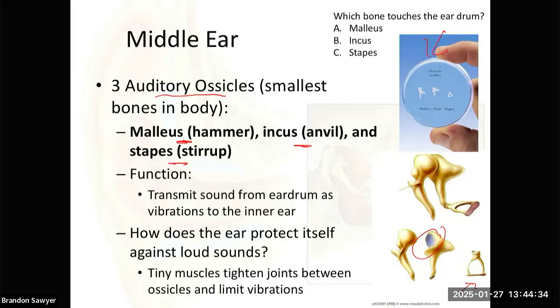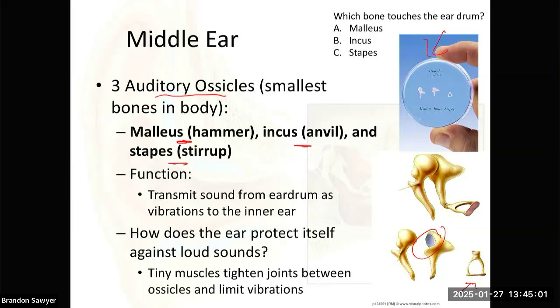All right, go ahead and send that in. Anybody else? Got 43. So two thirds of you put A, and then about a third of you put C. Some are saying the malleus, some are saying the stapes.